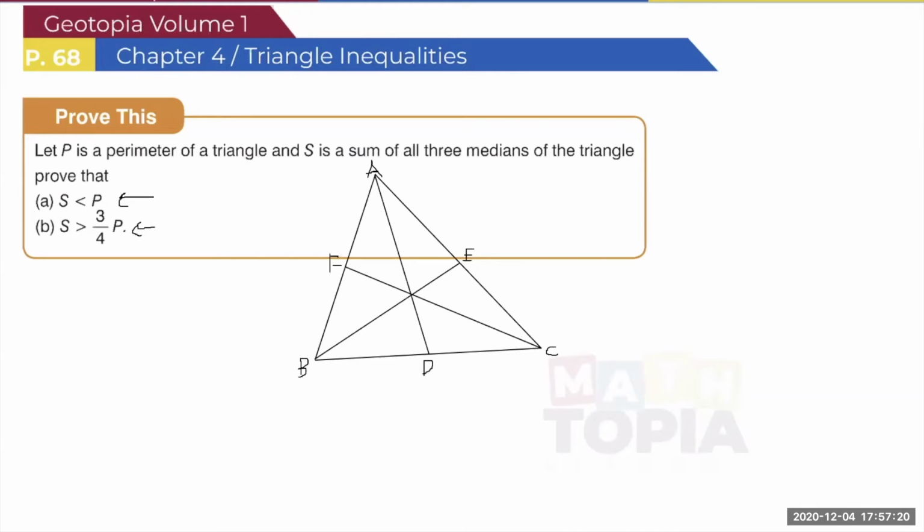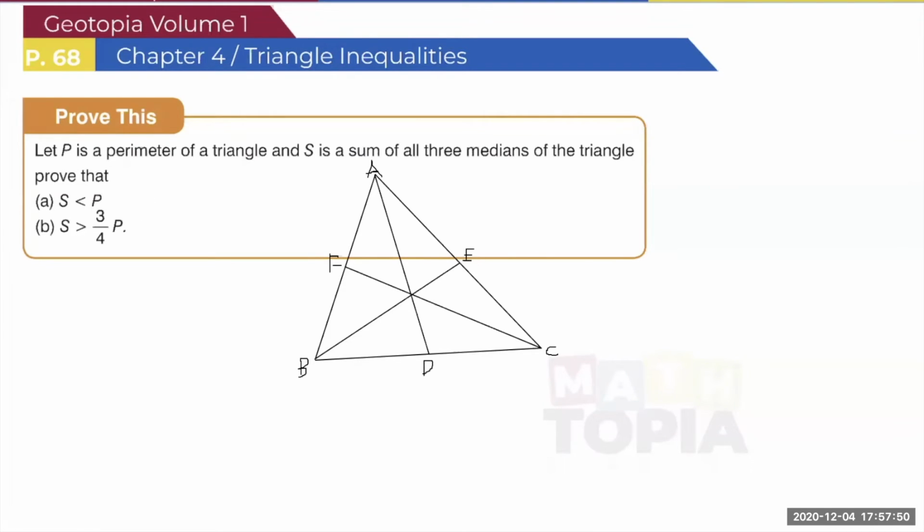So basically, what the first one is saying is that the sum of all the medians, AD, BE, CF, those add up to an amount that is less than the sum of AB, BC, and CA, so the perimeter. And the second part is saying that the sum of the medians, even though it is less than the perimeter, is greater than 3/4 of the perimeter.